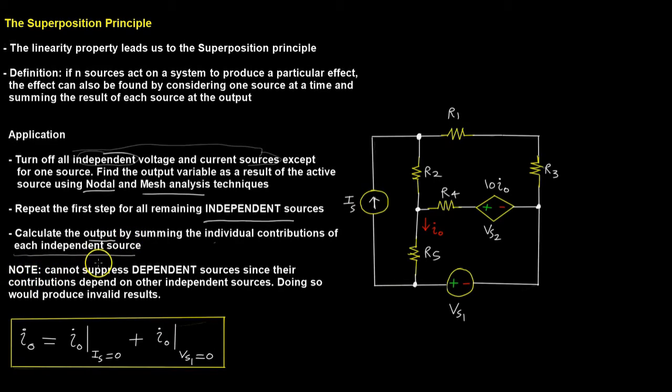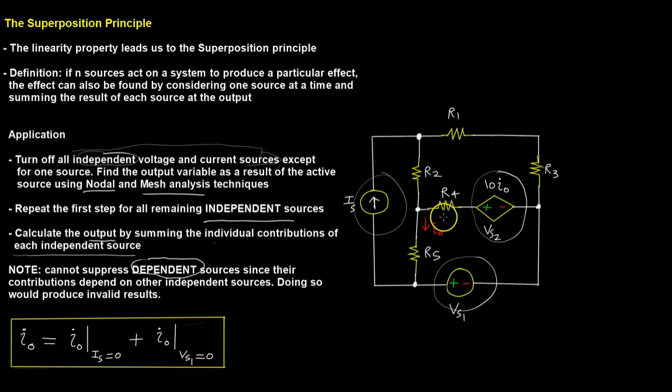Now, a particular note is that we cannot suppress dependent sources. If we suppress them, well, the reason we can't do that is because their contributions depend on independent voltage or current sources, and so if we suppress them, we're not accurately accounting for their effect in the circuit. So the rule here is that you do not suppress dependent sources. So if you look at this example, you do not suppress this guy. You simply leave this current controlled voltage source be, and you do not ever suppress it. You only suppress the independent sources one at a time.